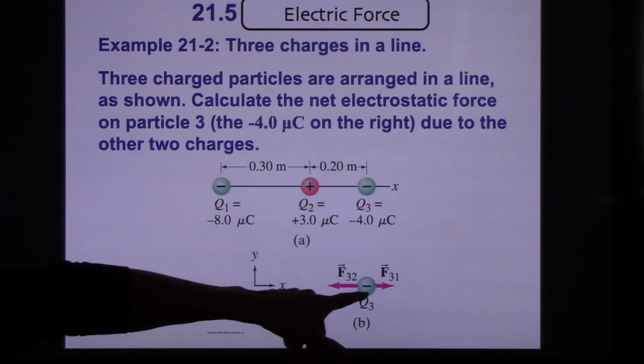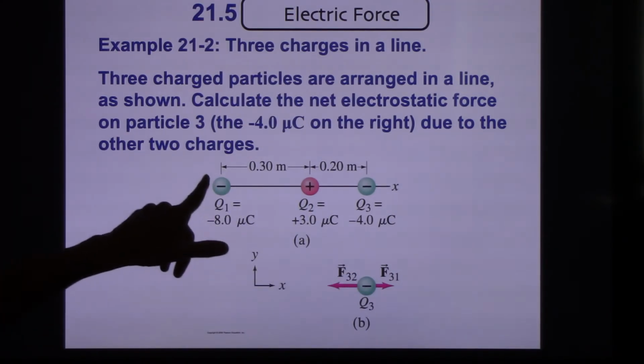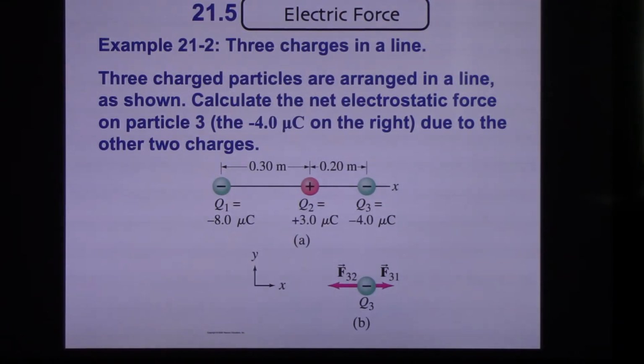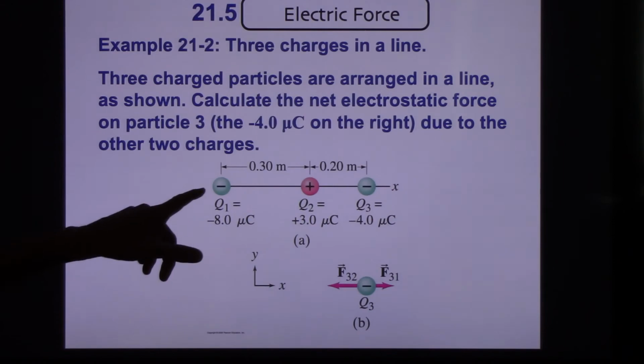That means that all of the forces I'm looking at for each of these charges are going to be lined up right along the x-axis. So it's a one-dimensional problem. I don't have to think in terms of the y direction or the z direction. Everything's in the x direction so far. I know you realize we're going to be moving into more dimensions, but for this problem, everything's just along that one line.